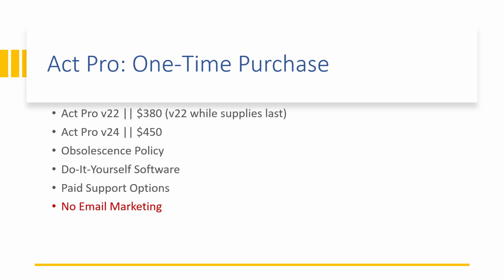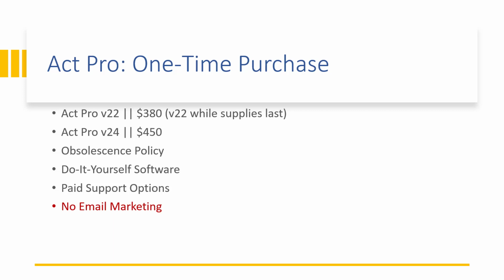Act Pro is a one-time purchase, and currently you can purchase Act Pro version 22 for $380 or Act Pro version 24 for $450. There is an obsolescence policy with Act software, so after approximately 3 years, it no longer is supported. Now, this is considered do-it-yourself software, but there are paid support options, and I can help you with it as well. One of the main components of this software is that there's no email marketing. So there's a trade-off. It is a one-time payment. You purchase it, you own it, never have to pay for it again.